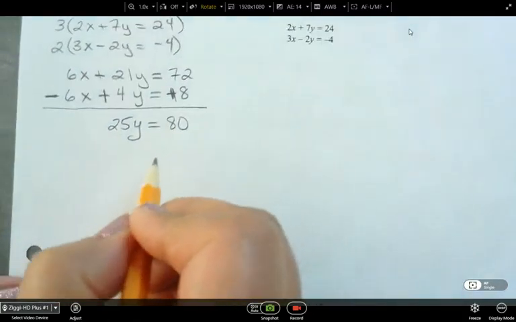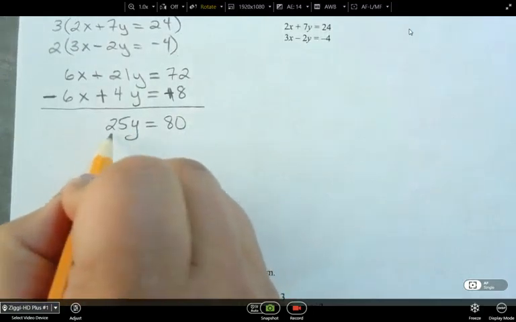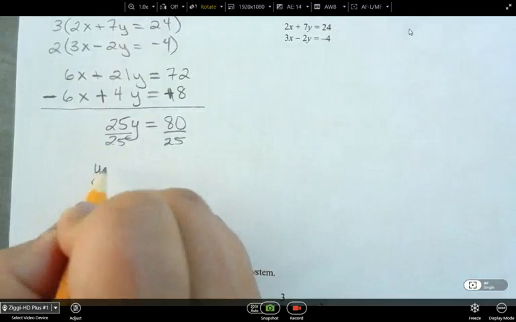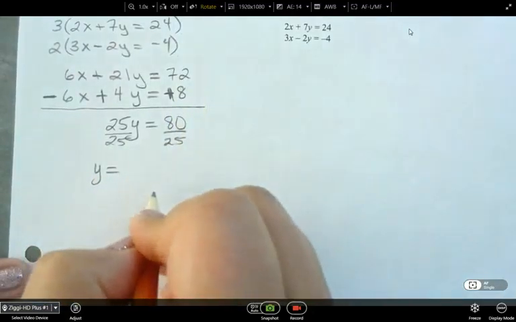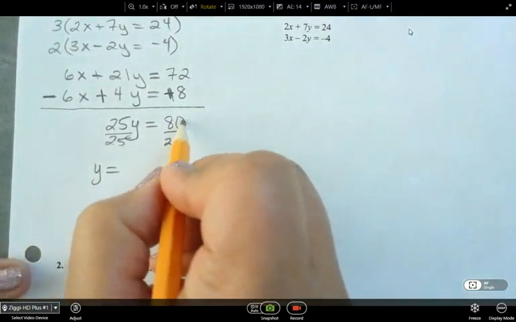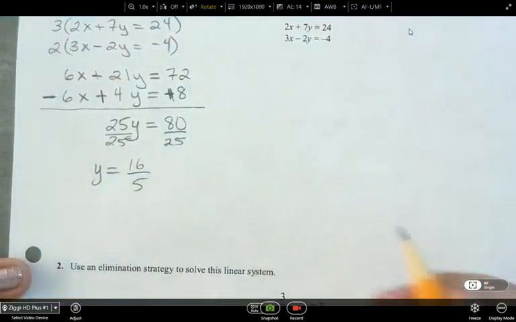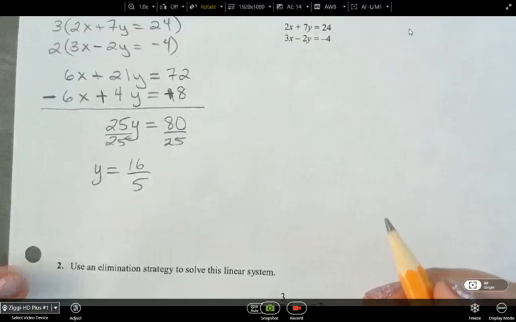And then what's 72 and 8? 80. Okay, so I'm solving for y, so I can divide both sides by 25. And what does that equal? Y equals, so I can take a 5 out of here and here, right? So 16 over 5. All right, so that's my y value.